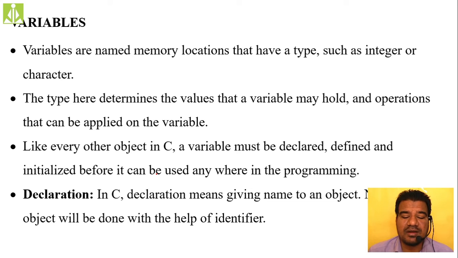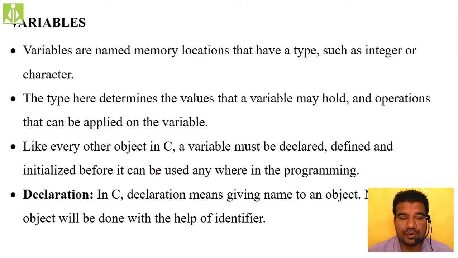Okay, variables are named memory locations that have a type. Already I told you type, so we have discussed data types. Such as integer or character. So if it is an integer variable, it will take 4 bytes of memory in a 32-bit compiler, and it will take only 2 bytes of memory in a 16-bit compiler. So the memory allocation is also dependent on the compiler. If your compiler is 16-bit, your integer will take only 2 bytes. If it is a 32-bit compiler, your integer will take 4 bytes. Okay, that is another concept.